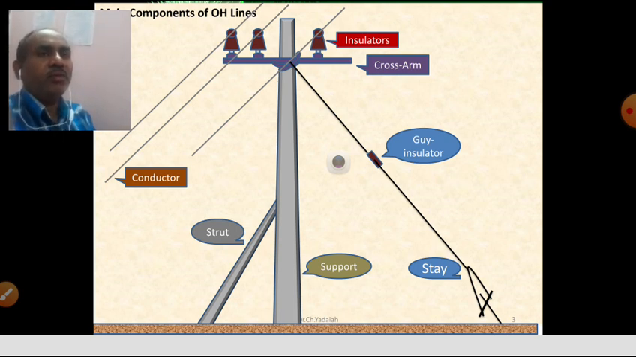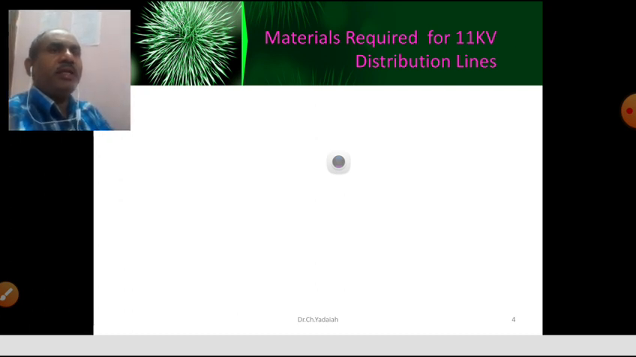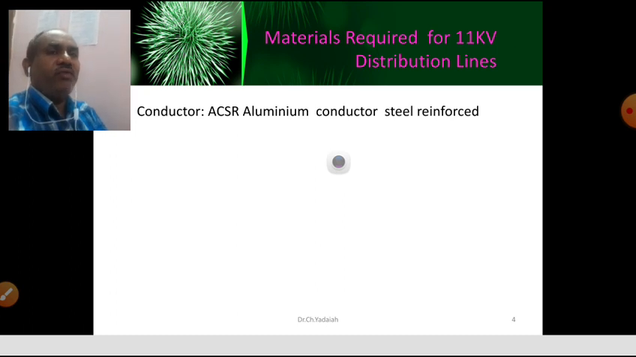Next, after that, what do we require? Another is miscellaneous: the danger plate is required, and some bolts and nuts are required. These are some miscellaneous items, which we have already seen in the last class. Now, the materials required for 11 kV distribution lines. Once again you can see the figure.